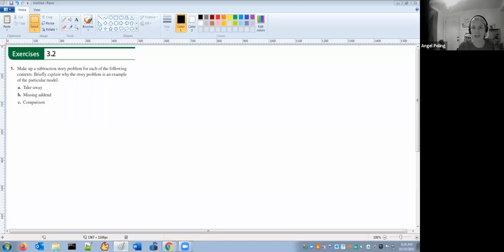All right, let's take a look at chapter 3.2, subtraction of whole numbers, understanding subtraction of whole numbers. Number one asks us to make up a subtraction story for each of the following contexts. Briefly explain why the story problem is an example of the particular model. Okay, let's start with A.